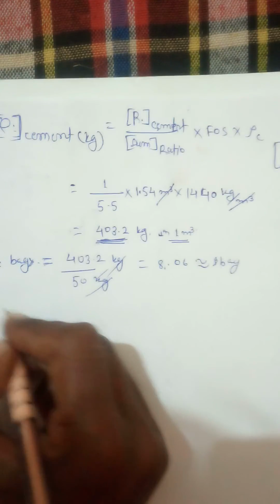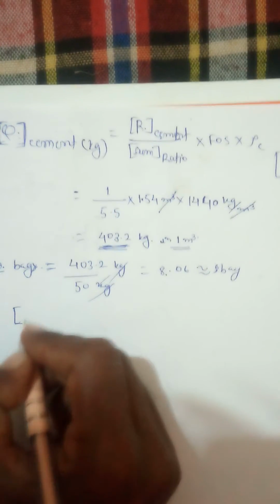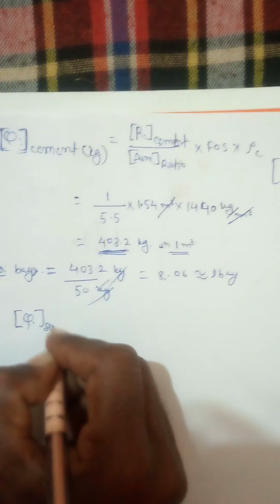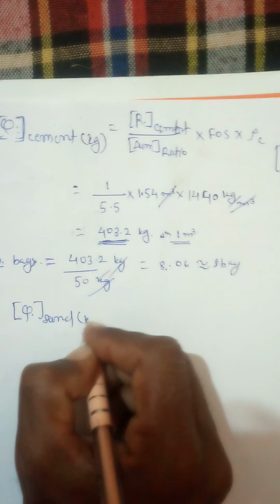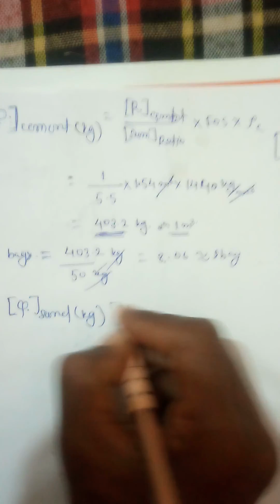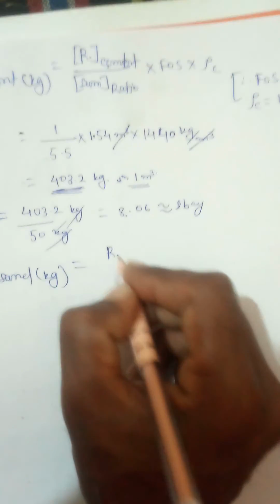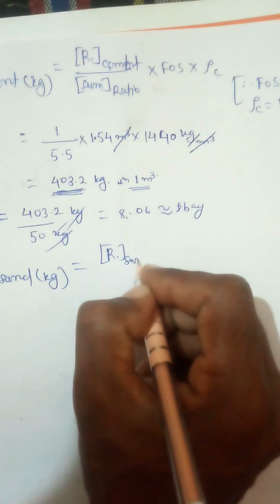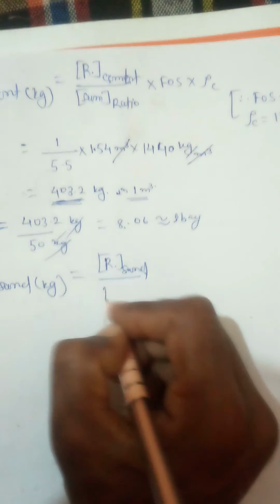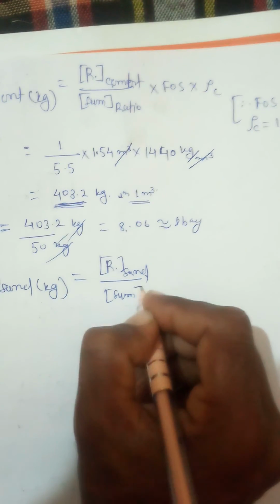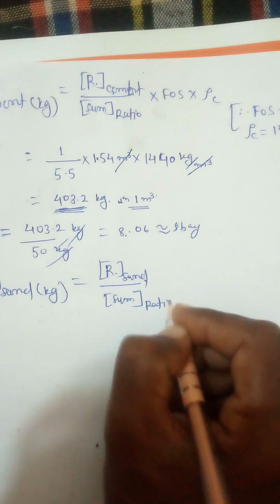The second type of material is the sand. So the quantity of sand in M20 concrete grade, in kilograms, is the ratio of sand divided by the sum of ratio, into the factor of safety, into the density.